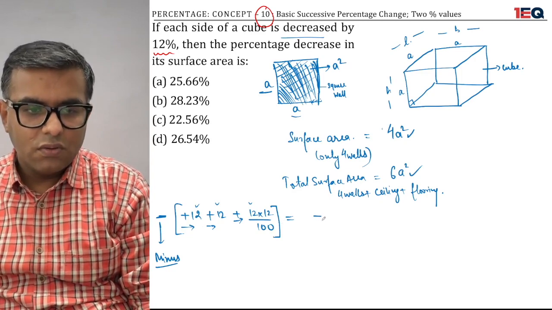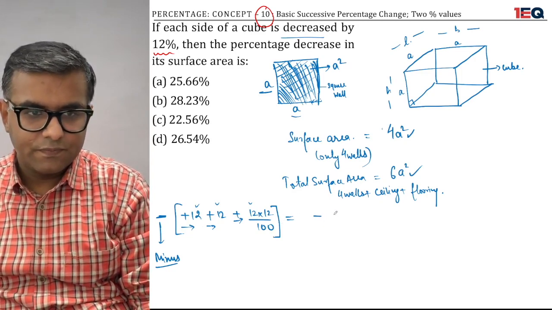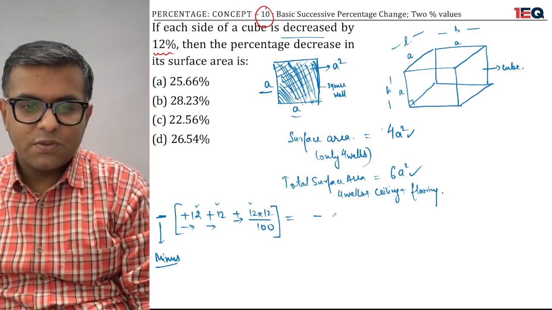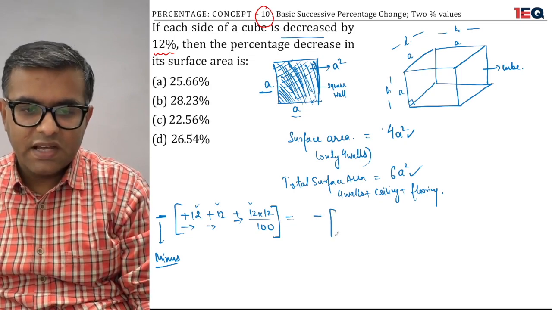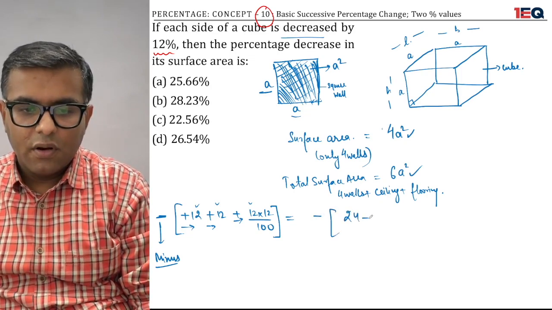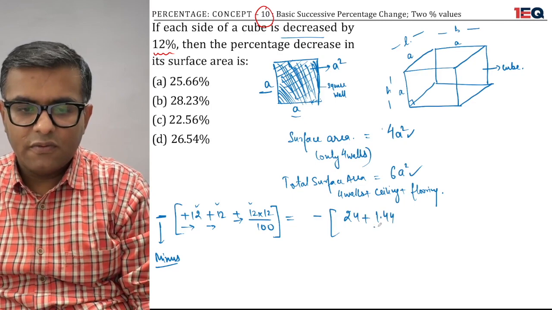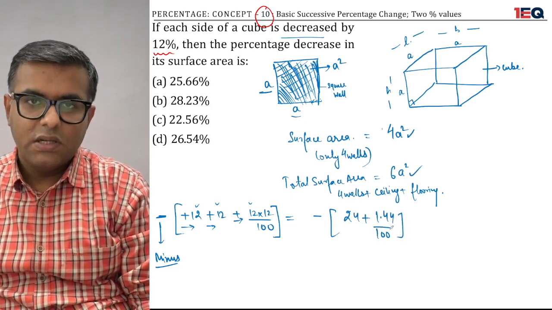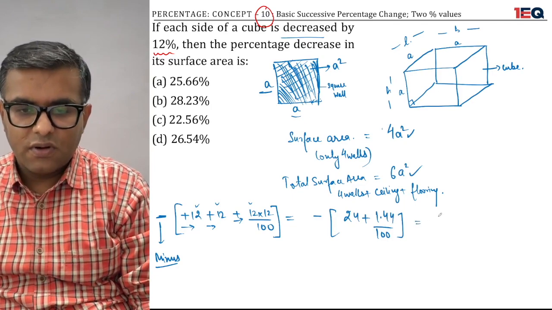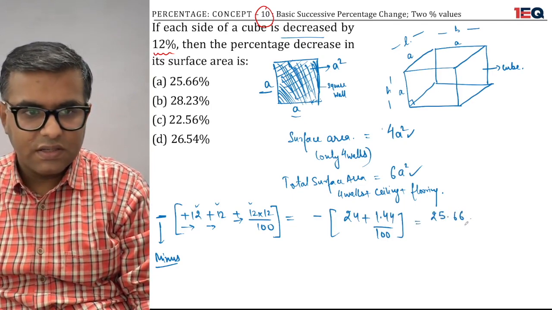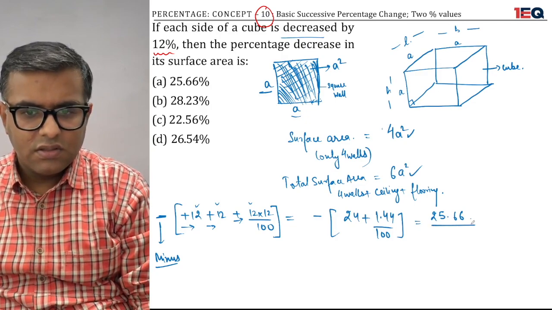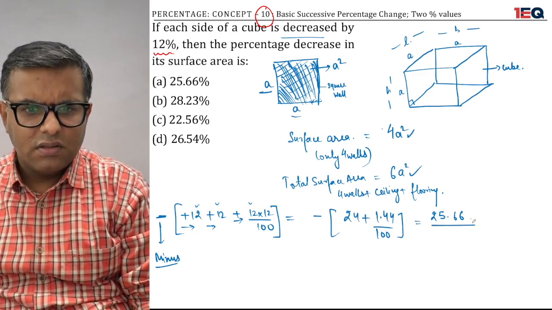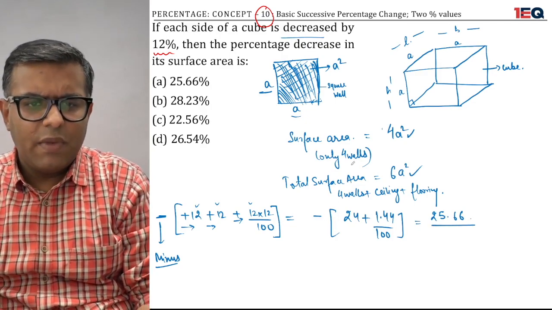Okay, so this goes like this. Plus 12, I'll just have this thing 24. 24 plus 1.44, because the square of 12 is 144, and this is also going to add, so it's going to be 25.66. Just wait a second. I'll be back in a moment.